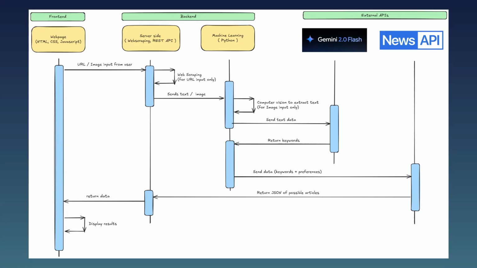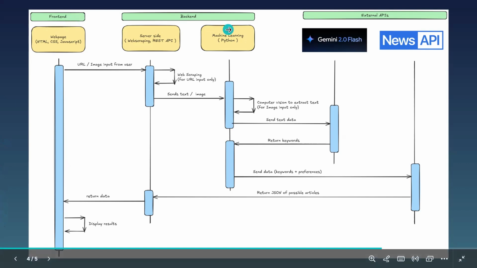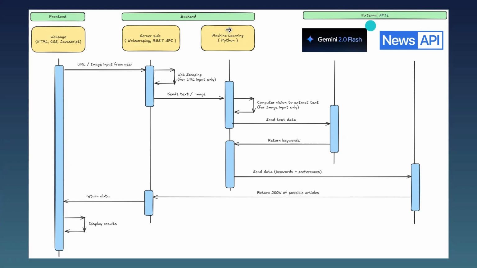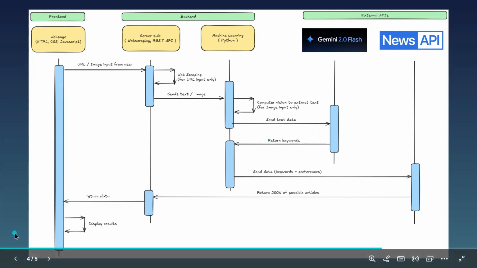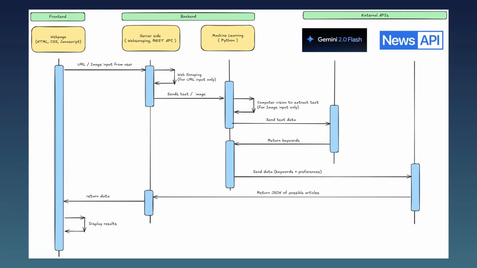So next, we can see the architectural diagram of our system. At the top, we have three main components, which are the front end, the back end, and our machine learning, which is News API and Gemini 2.0 Flash. This diagram illustrates the data flow between components. When the user submits text or an image, it travels from the front end to the back-end server, which handles the processing. And for image inputs, we extract text before sending the data to our machine learning components.